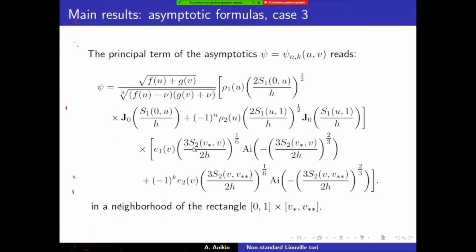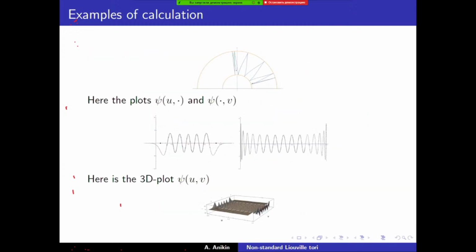Okay, so the principal term reads as follows. So you have the asymptotic formula in the rectangle like this. Okay, and these formulas, as I said, are quite efficient, so they can be quite easily realized using Wolfram Mathematica.